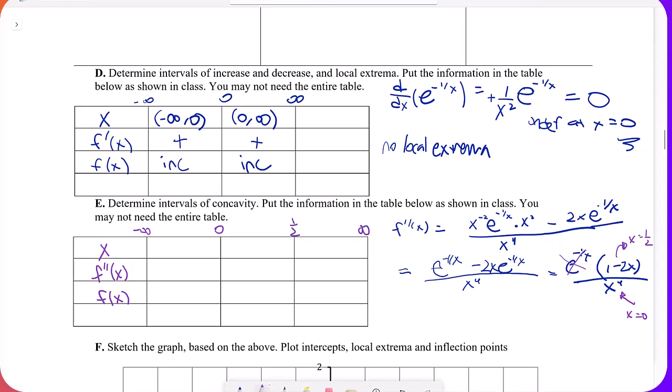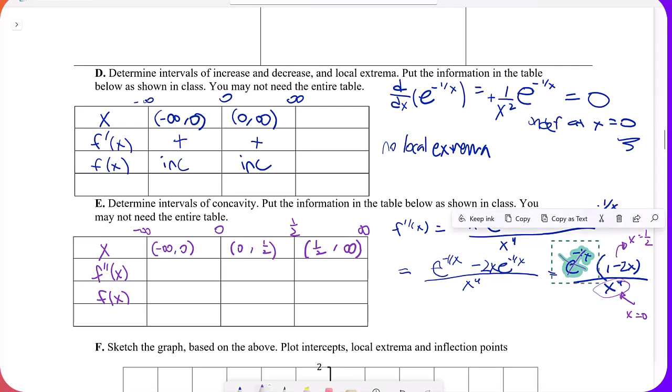This interval is from negative infinity to 0. That's 0 to 1/2. That's 1/2 to infinity. Then we check the intervals. Negative infinity to 0. Looking at the denominator, that's always positive, so I'm not worried about it. I'm just looking at the numerator. Looking at the numerator, that's always positive. So positive, positive. Only worried about this.